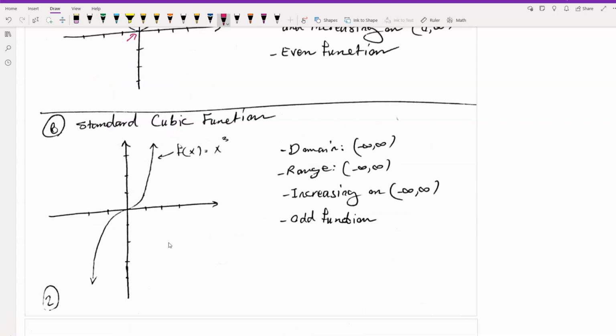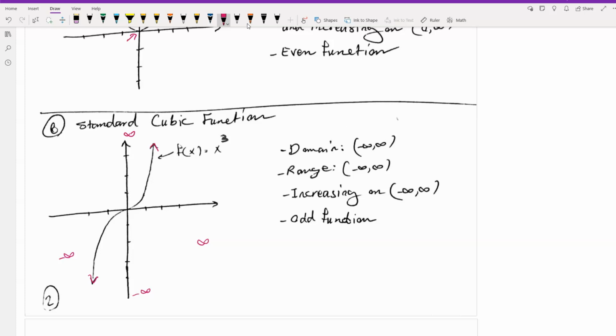Next one we have the standard cubic function. So f of x is equal to x cubed. Domain again, because of having an arrow. Domain, that means what we have on the x-axis. From left to right we have negative infinity to positive infinity on the right side. And range is the same. So here we have negative infinity on top, positive infinity.